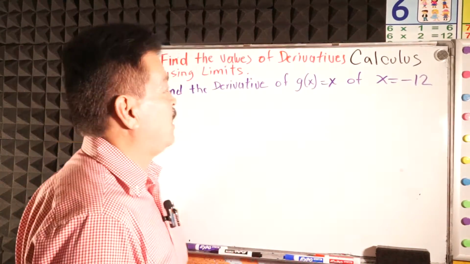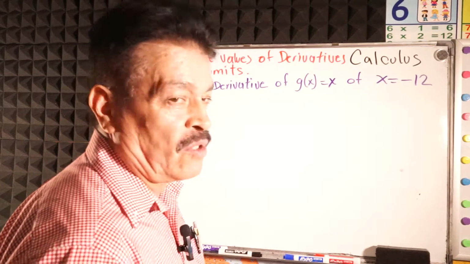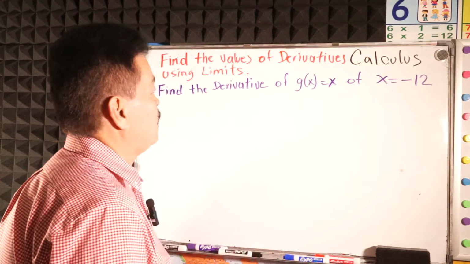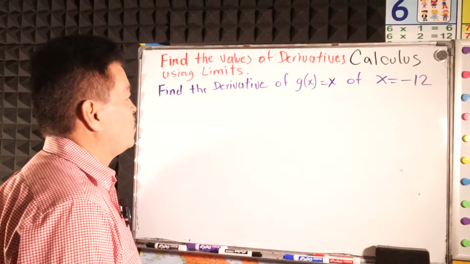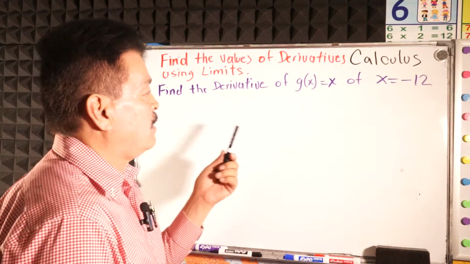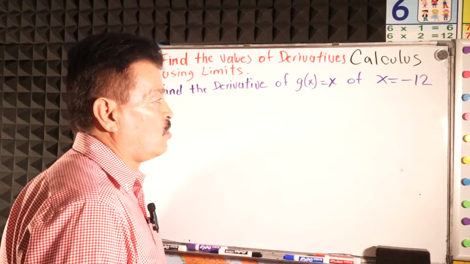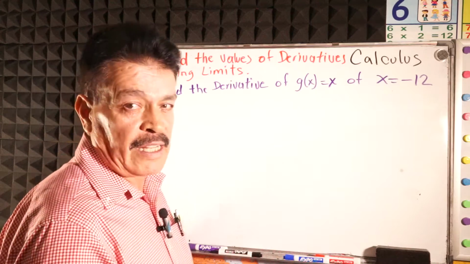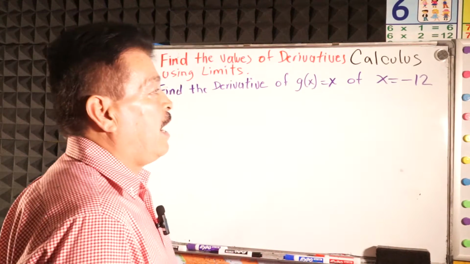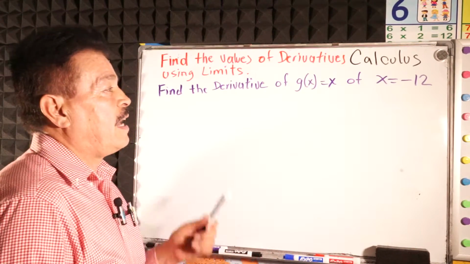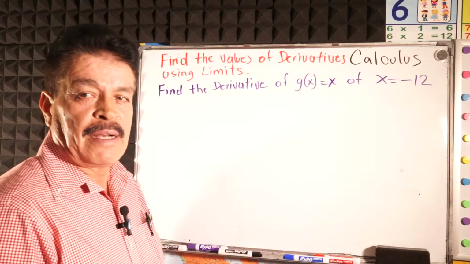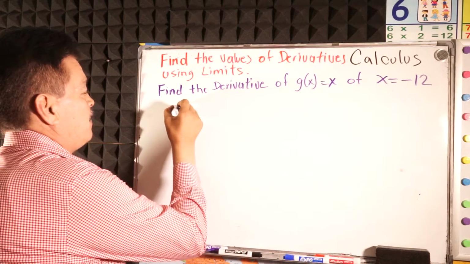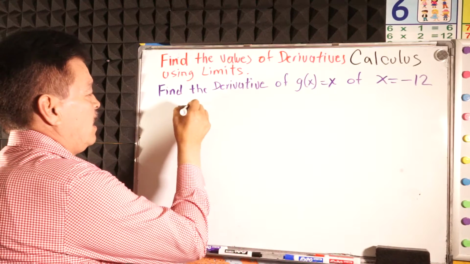Our topic for today is finding the values of derivatives using limits. Find the derivative of g of x equals x at x equals -12. Before we find the answer to our problem, remember the derivative is the main concept for the class.